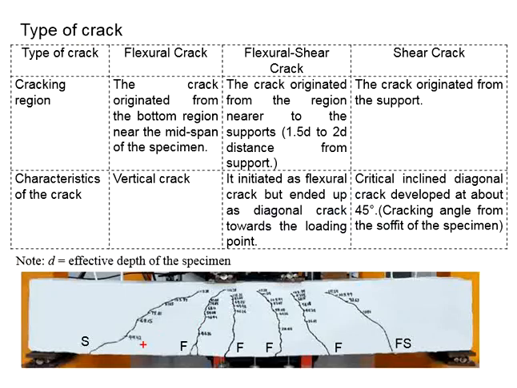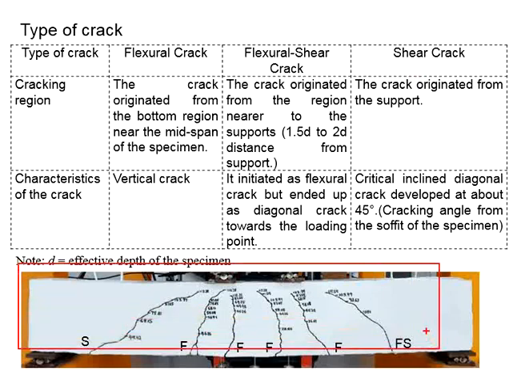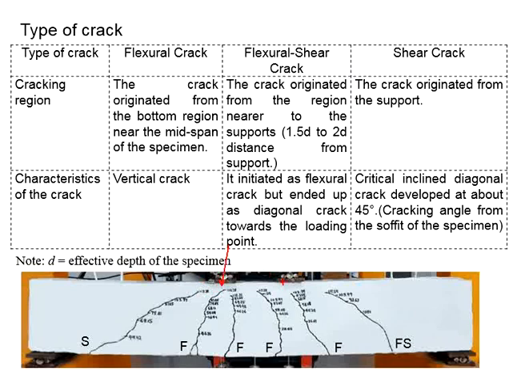You know that based on the crack patterns here, different types of cracks can be observed. We have flexural cracks. This kind of crack normally happens at the midspan of the specimen, when the specimen is subjected to point loads. We have 2 point loads here and 2 reactions here.